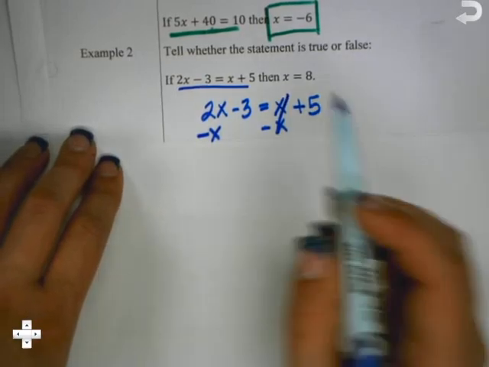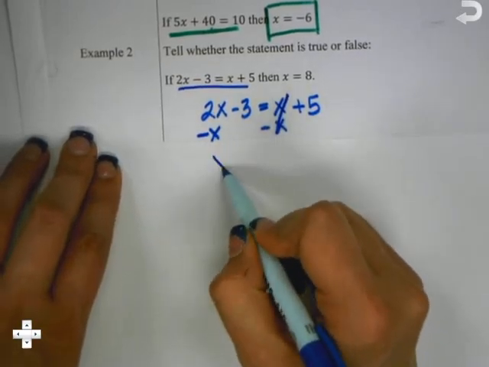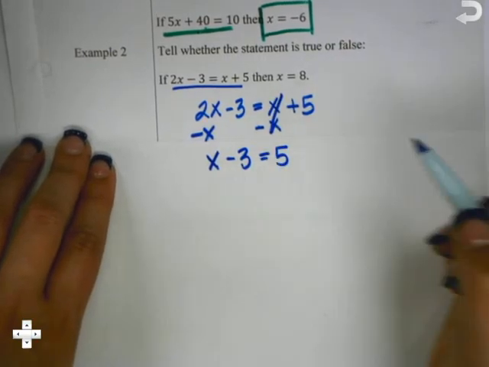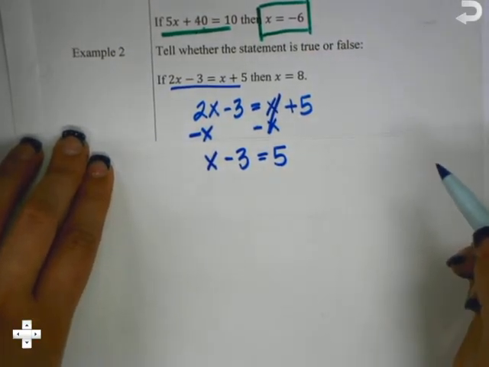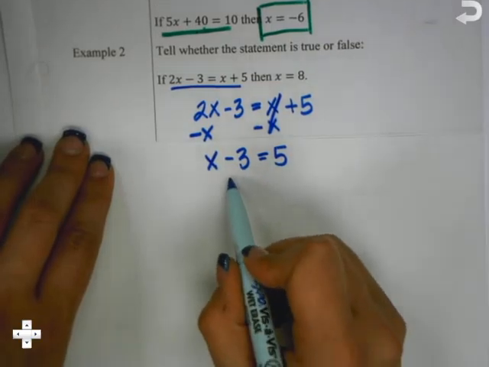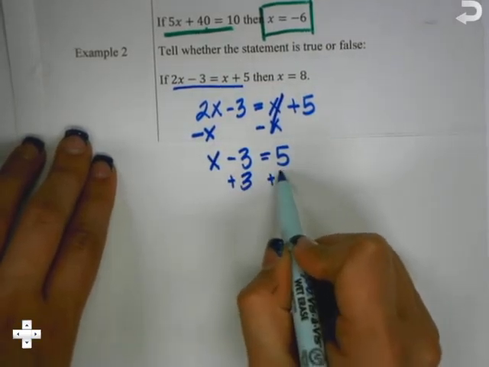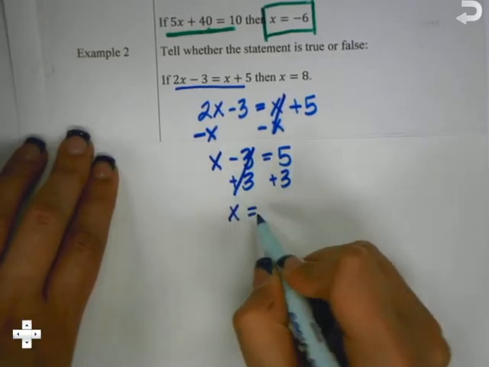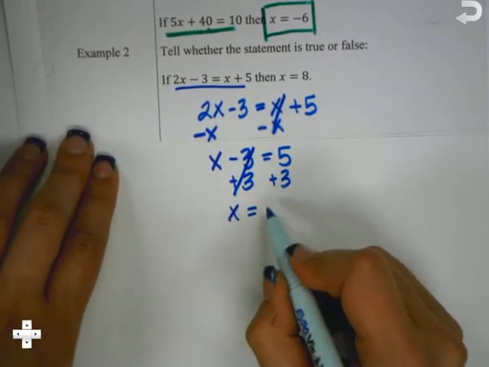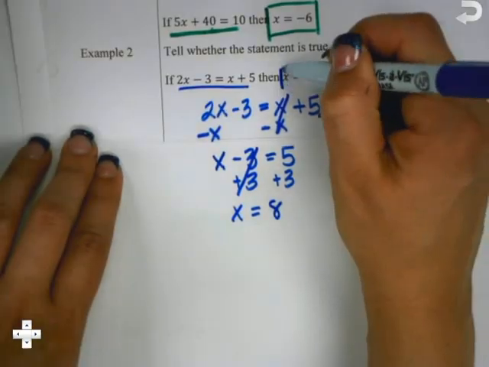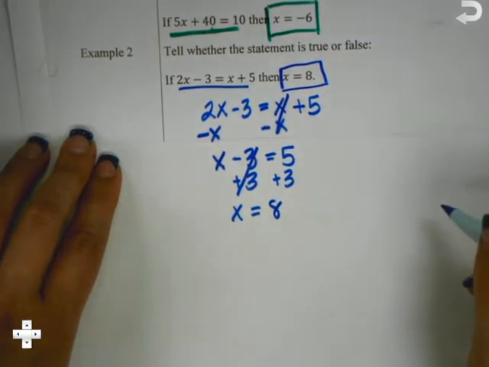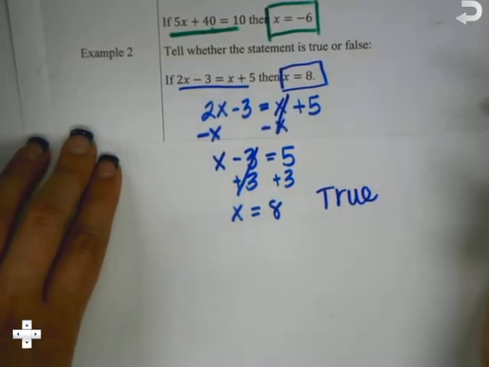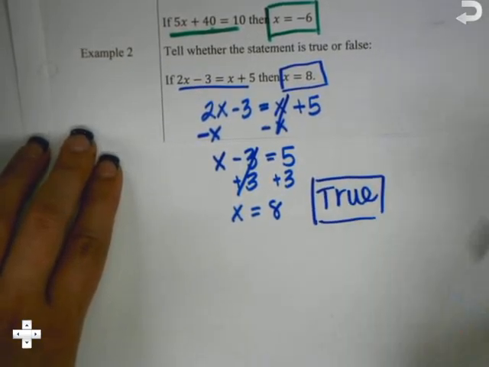2x minus 1x is 1x minus 3 equals positive 5. And then last step, I add 3 to both sides. Negative 3 plus 3 is 0, so I'm left with x equals 5 plus 3 is 8. Was that my conclusion? Yes, so is my conclusion true or false? True. So what do I do to answer? True. That was the question. Is it true or false? Oh my gosh, this is easy.